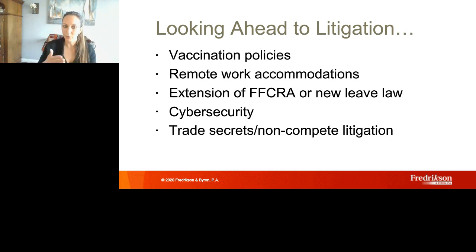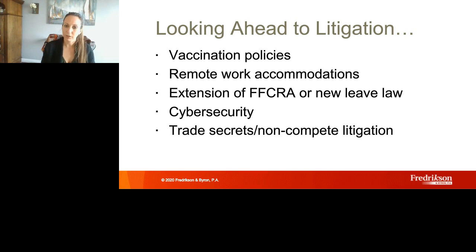How is that going to interplay with remote work accommodations if there are employees who object to getting a vaccine for religious reasons, for medical reasons, or just personal belief reasons? How does that impact the remote work environment? I think we'll see a lot of litigation around that.